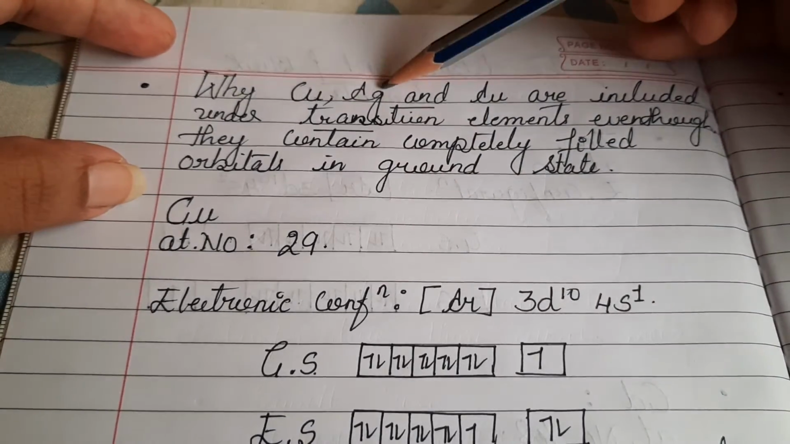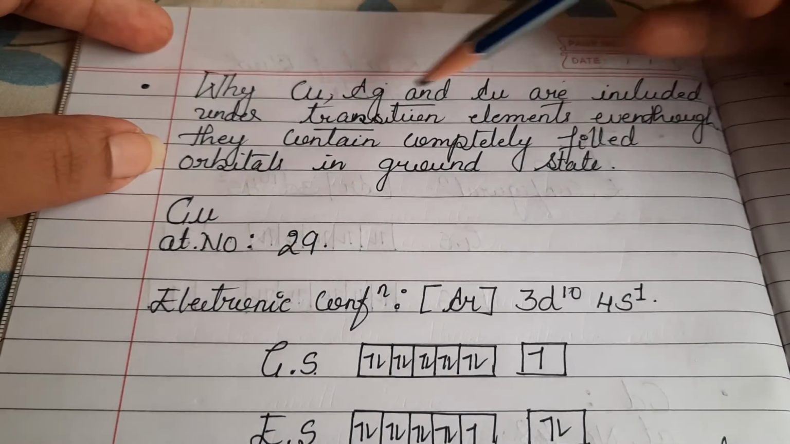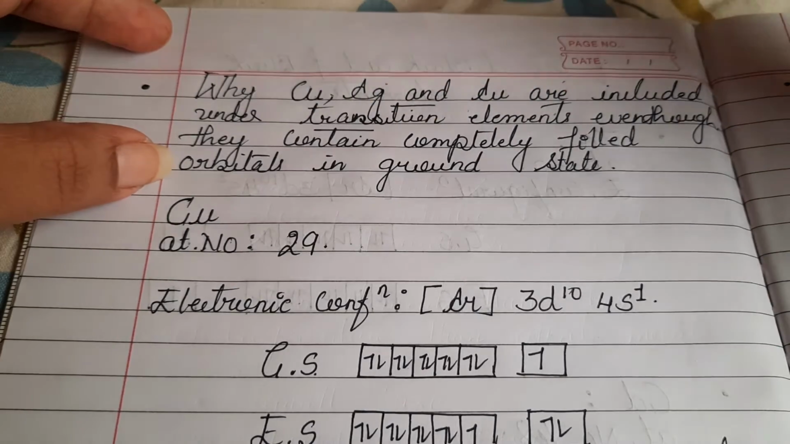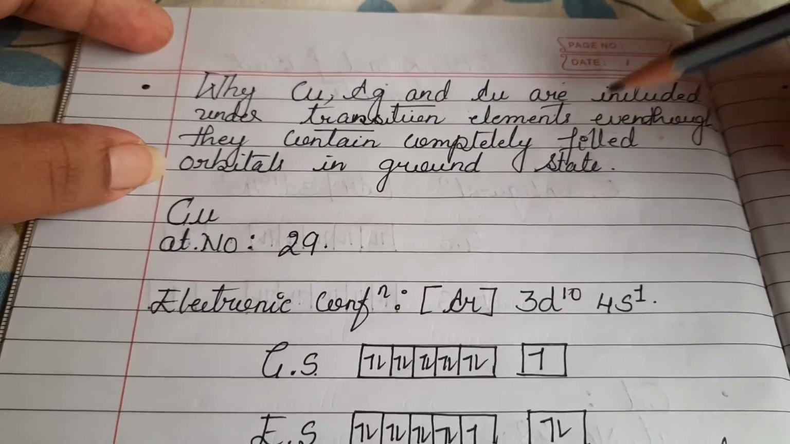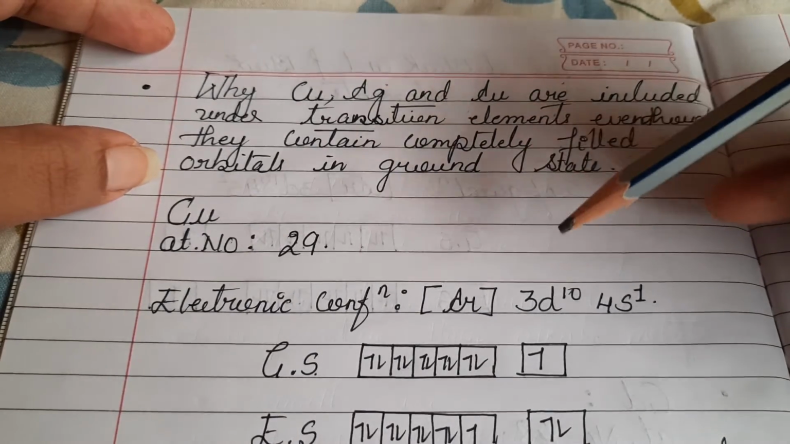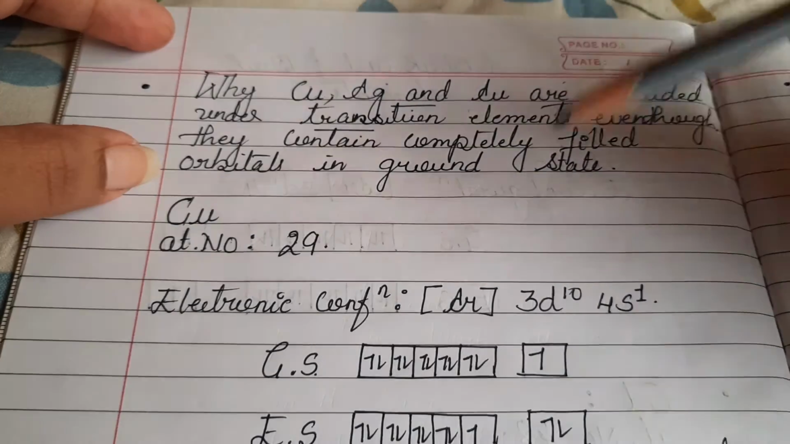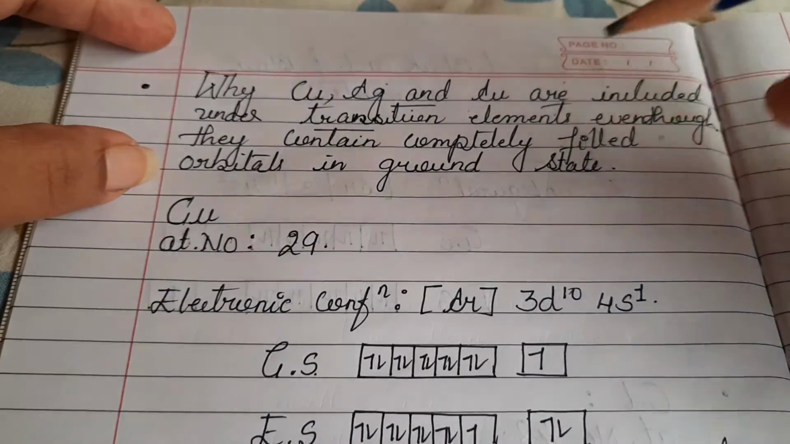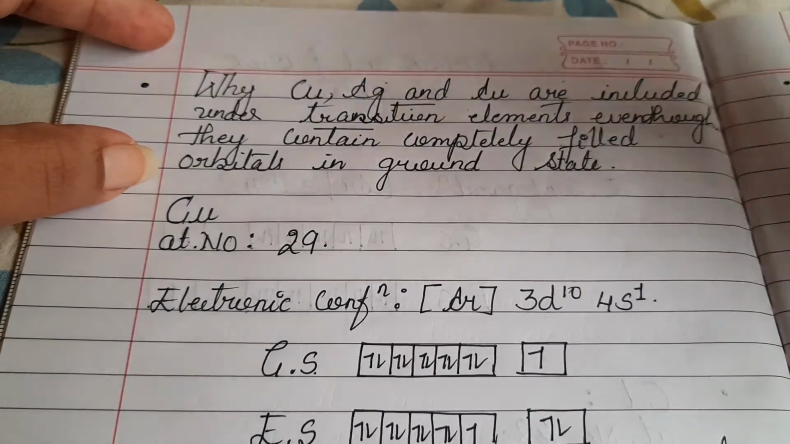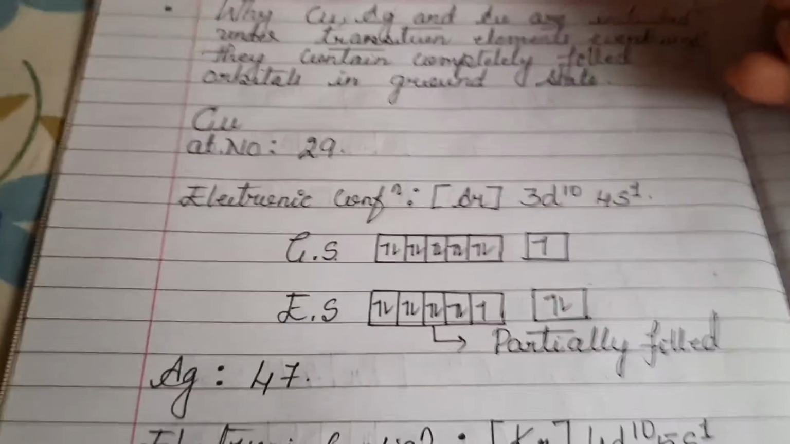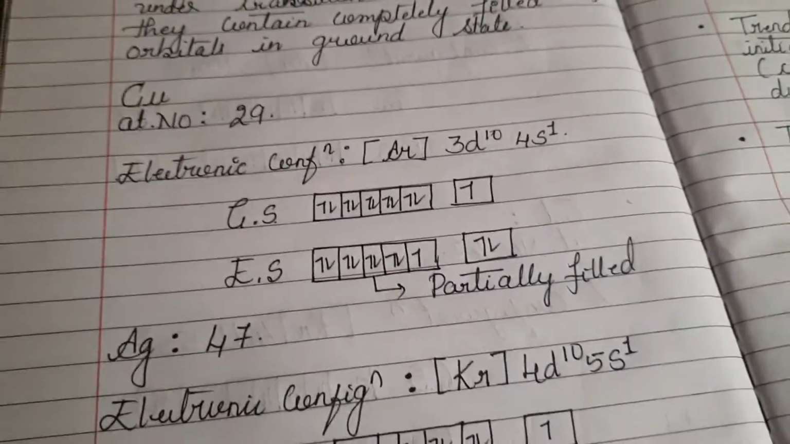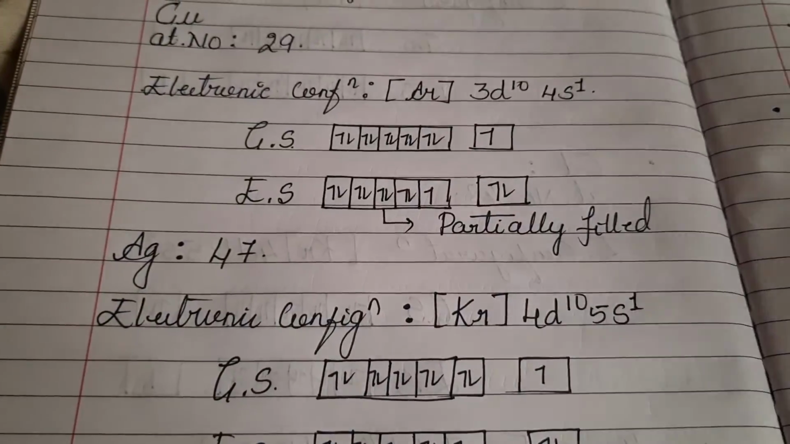See, copper, Ag, Au are included under the transition elements even though they contain completely filled orbitals. We must know the atomic number of them, then only can we write the electronic configuration. Once we write the electronic configuration, we will come to know whether they contain completely filled orbitals or not. Say for example, I have here copper, with the atomic number 29.